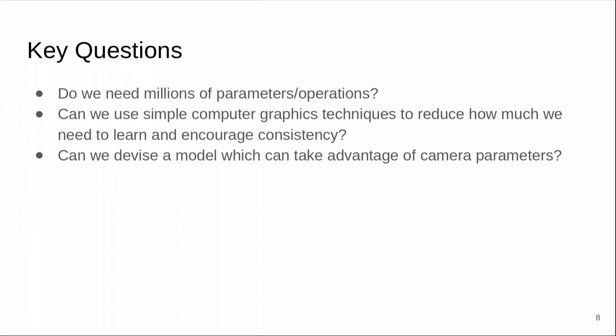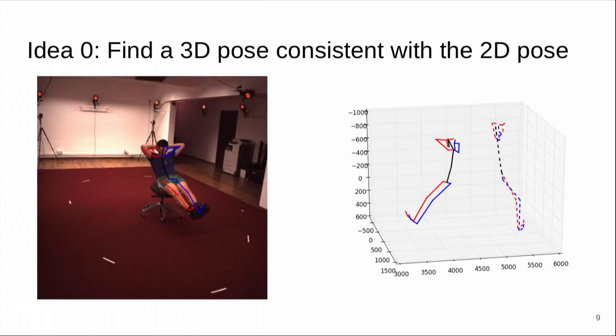And lastly, can we devise a model which takes advantage of camera parameters if we know them? I work in a robotics lab. It's fairly easy for me to convince the roboticists that you'll be able to know the camera parameters in advance. Not in all circumstances, but a lot of the time you will know those camera parameters. If we train a model and we want to switch cameras, do we have to train that model from scratch? Or can we just switch some camera parameters in our model and have it work? So, we're just going to discuss a few ideas.